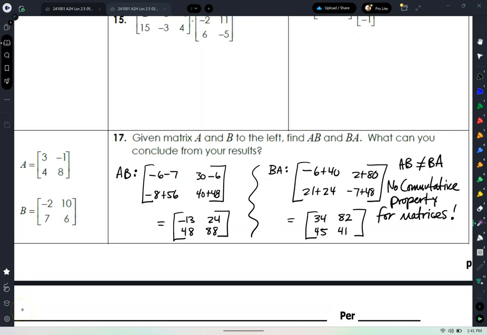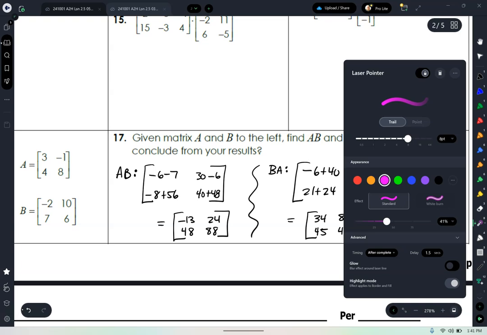Look and see if you came up with A, B, and BA. Here's what you should have gotten. I just about did it. All right, that's good. Which one did you get right? I got BA right. Okay. That's what I did. All right.